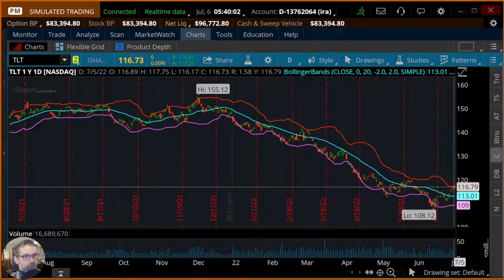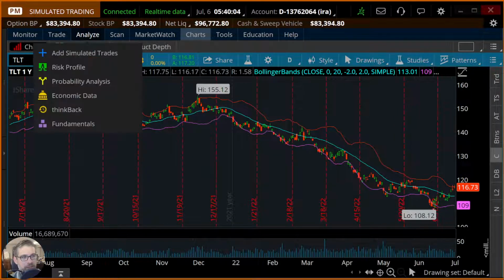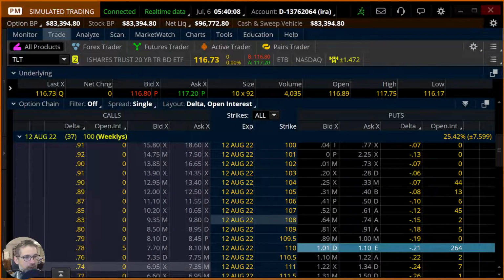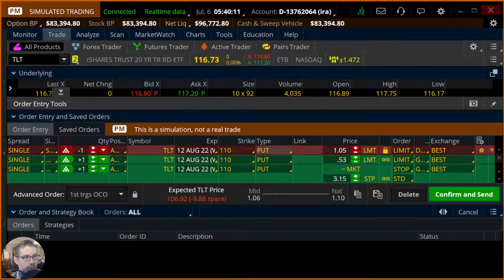All right. So normally I go to the Analyze tab and I build the trade there, but I'm going to go to the Trade tab here, and I'll show you that I've got the bracket order pulled up right here. So we're going to be in the August weeklies, not my favorite.